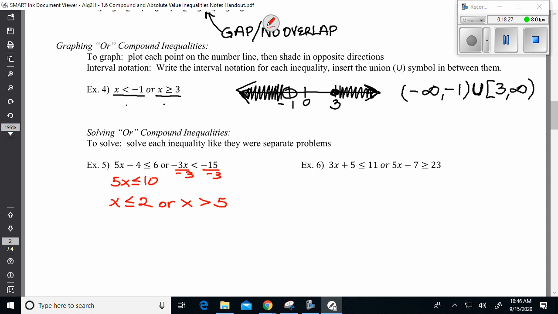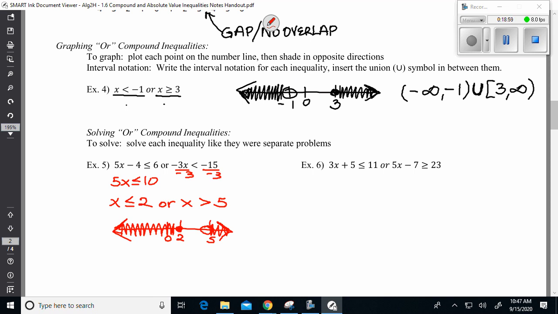So now let's write it. The graph, here's your 0, 2, 5. 2 gets a closed circle. Straight to the left. 5 gets an open circle. Straight to the right. There's our graph.